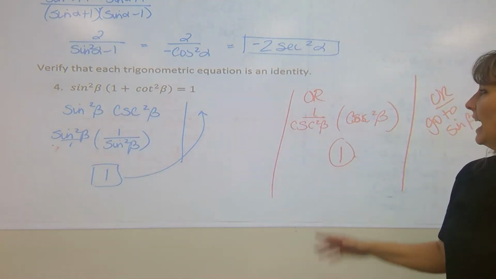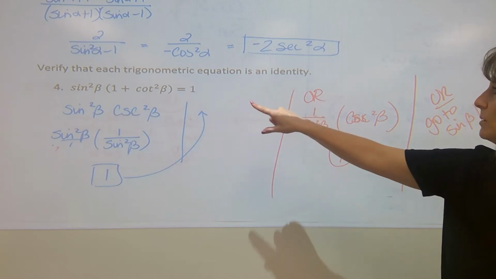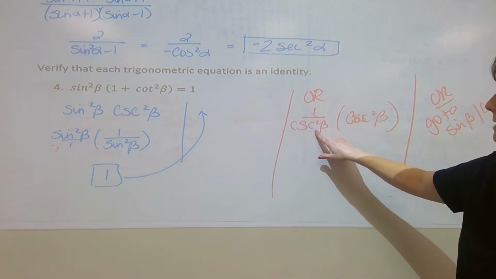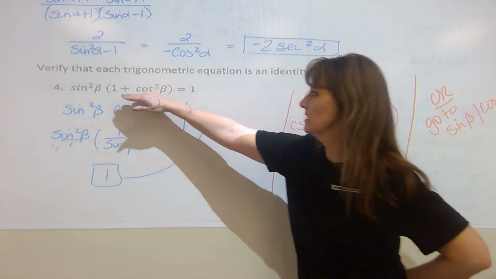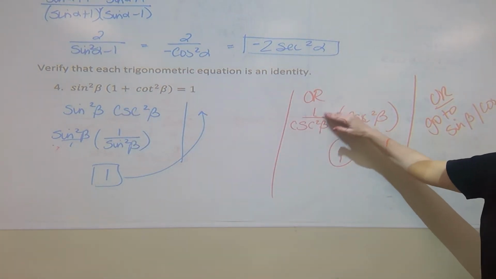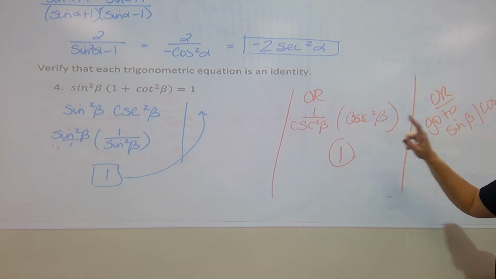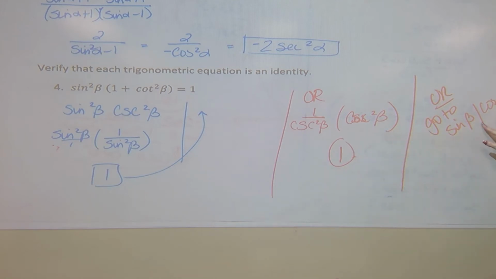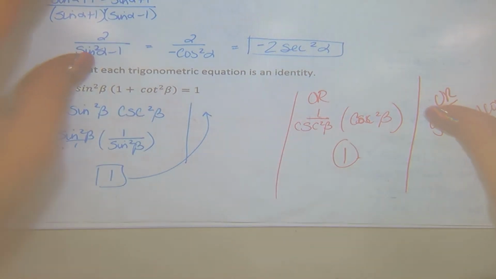Or I could have said immediately that sine square beta is 1 over cosecant square beta. And this binomial is cosecant square beta. And when I multiply that together, that's 1. Or I could have rewritten it as sine beta, cosine beta, and factored those out. All right, let's look at the back.